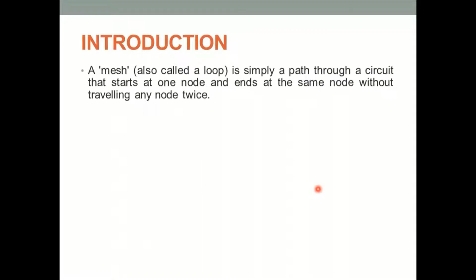Coming to the introduction part, first we need to know what is a mesh or loop. A mesh or loop is simply a path through a circuit that starts at one node and ends at the same node without traveling any node twice.